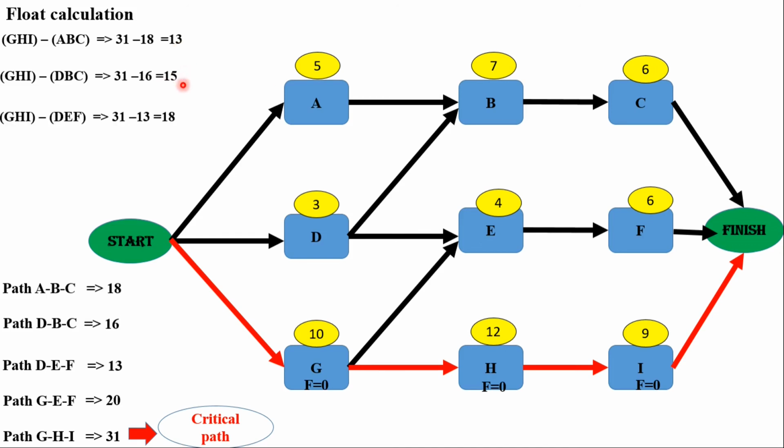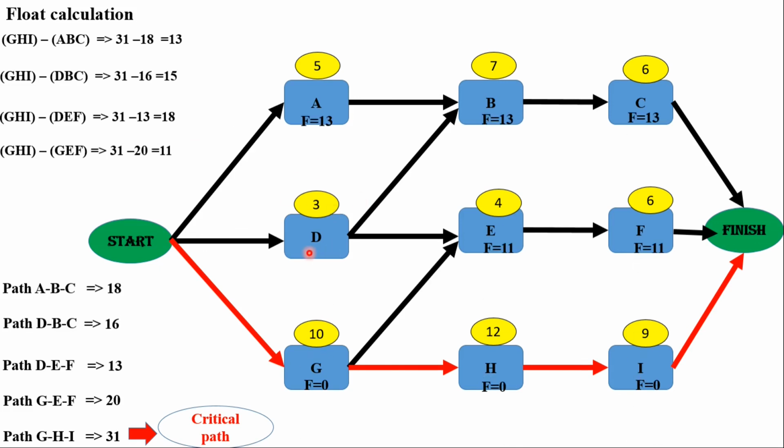For path DEF, you have 31 minus 13, you have 18. For path GEF, you have 31 minus 20, you have 11. So we have the float for the four paths, meaning paths ABC, DEF, DBC, and GEF. So these will be the floats.